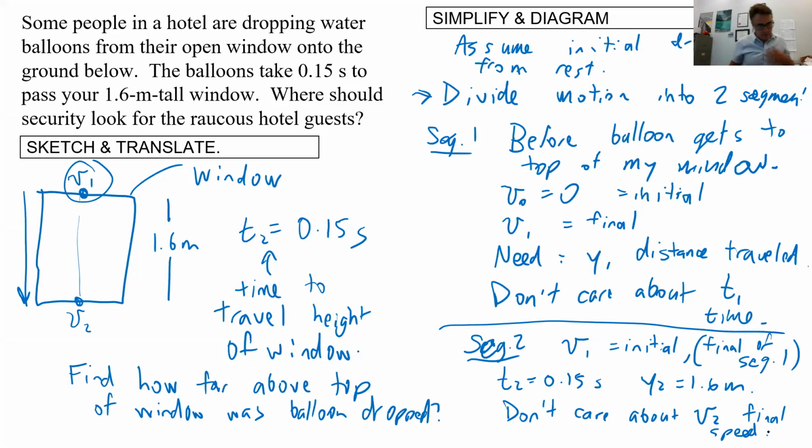I've run out of room here, but I'm going to go to the next page. What we're going to do for segment 1, the equation, I think, is going to be the thing that doesn't care about time. And then for segment 2, the equation is going to be the one that doesn't care about final speed. And then we're going to solve that out.